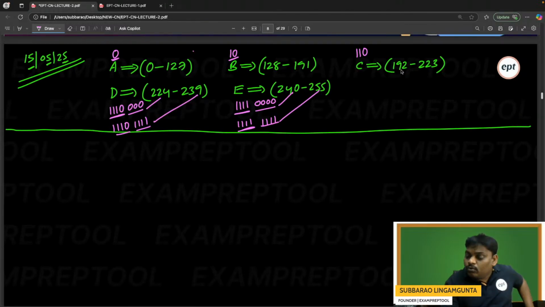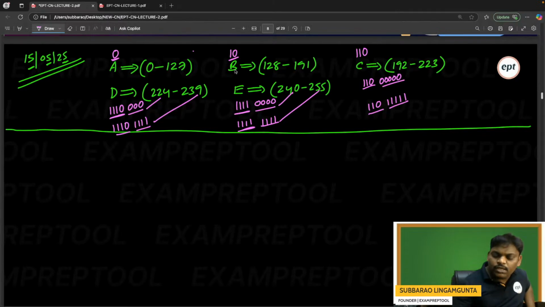So what about this 192? The first 3 bits are 110. What about the remaining 5 bits? 5 zeros. Calculate properly, 5 ones gives 2 5 ones. You calculate and you will get the clarity.